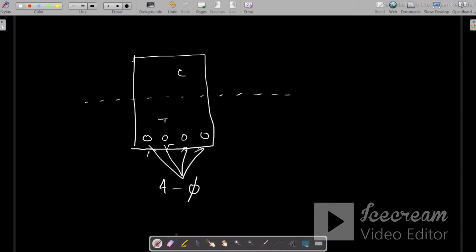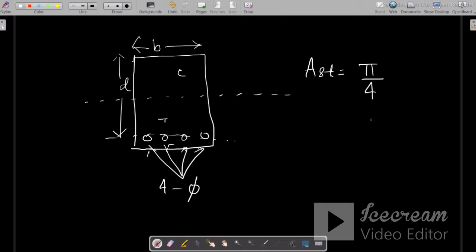This is the width of the beam. This is the effective depth of the beam. So the area of the steel, Ast, is first the area of one bar, that is pi by 4 phi square. Now the area of the 4 bars, pi by 4 phi square into 4, that is pi phi square.